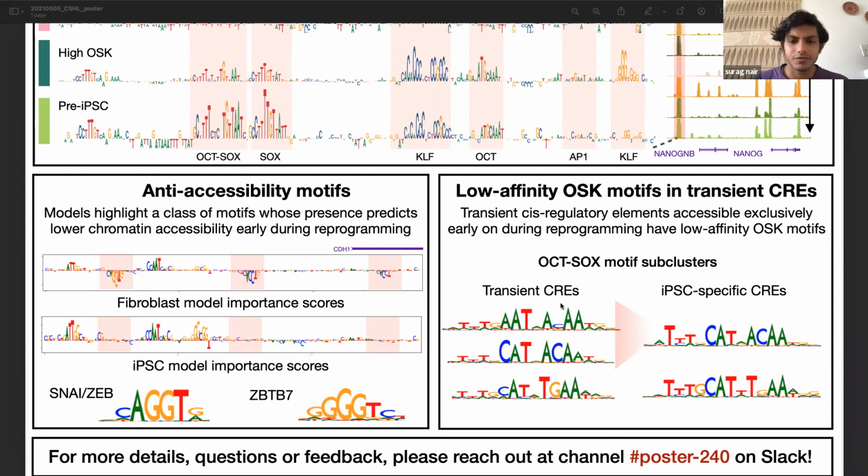Finally, we also observe that transient cis-regulatory elements that are exclusively accessible in the early phases of reprogramming contain low affinity OCT, SOX, and KLF motifs that are bound only at high expression levels of OCT, SOX, and KLF.